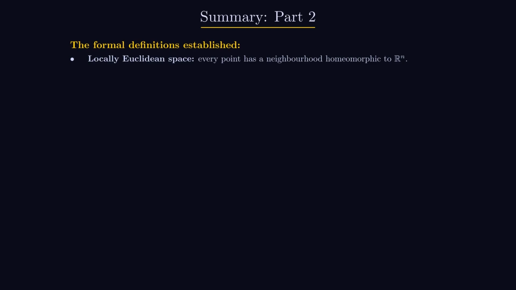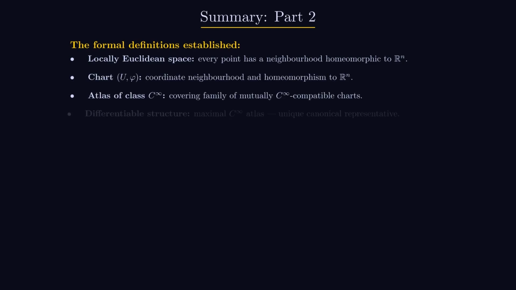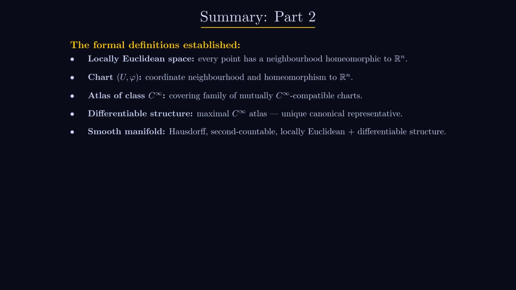Let us summarize what Part 2 has established. We defined locally Euclidean spaces where every point has a neighborhood homeomorphic to R^n. A chart is a coordinate neighborhood together with a homeomorphism to R^n. An atlas of class C infinity is a covering family of mutually compatible charts. A differentiable structure is the maximal C infinity atlas, the unique canonical representative of its equivalence class. And a smooth manifold is a Hausdorff, second countable, locally Euclidean space equipped with a differentiable structure.